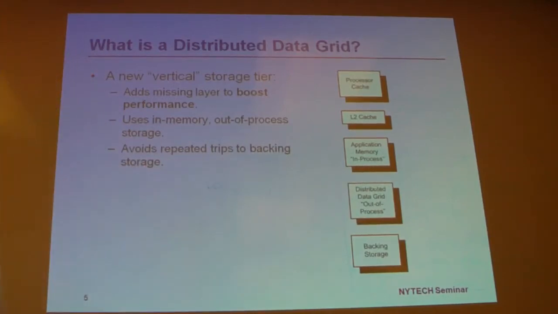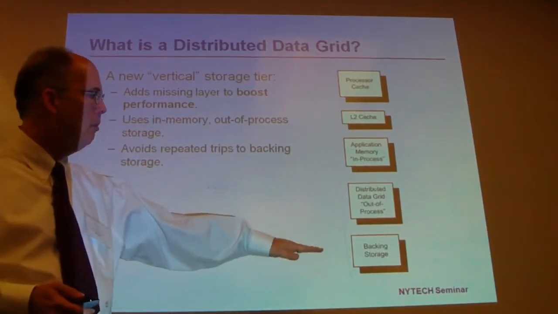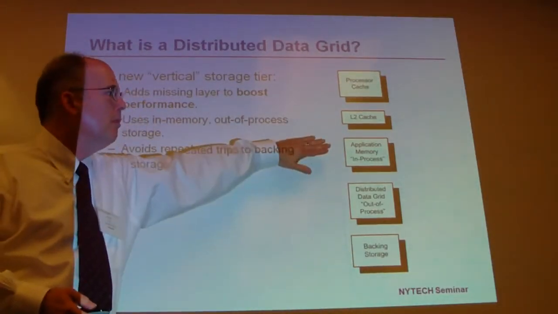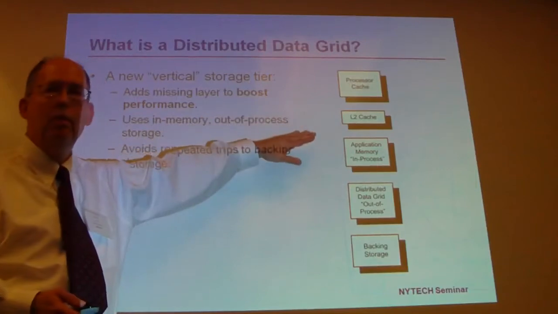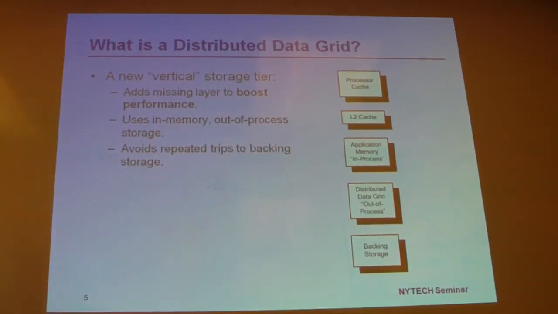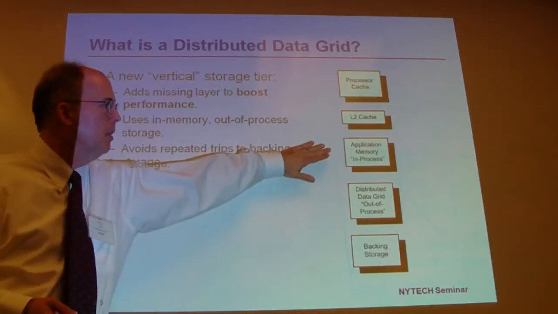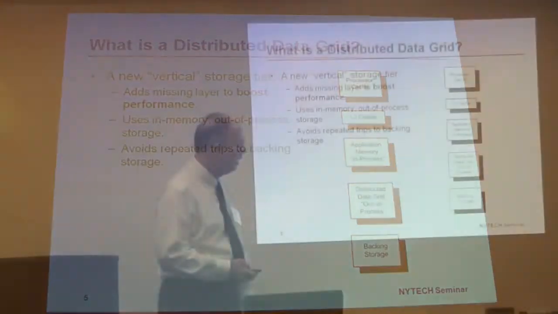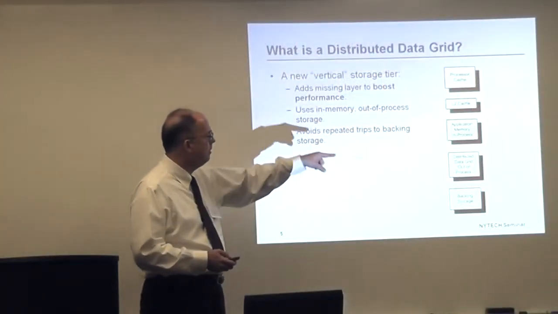If you think about it, and this gets a little technical, people talk about layers in the storage hierarchy, from disks to memory for an application to processor caches and so forth. Well, there's always been this missing level, which would be memory, but memory that's not within an application's process; it's what's called out-of-process memory. And the distributed data grid actually fits in that level.